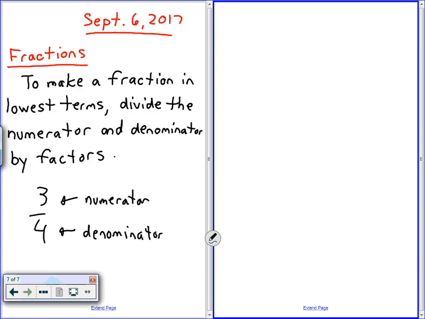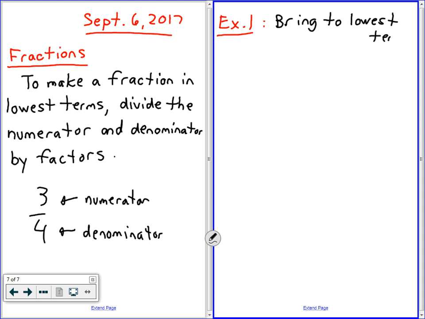Here we go. So, example 1. Example 1 says bring to the lowest terms. Letter A says 18 divided by 20. Okay, always in math you should bring things to lowest terms.